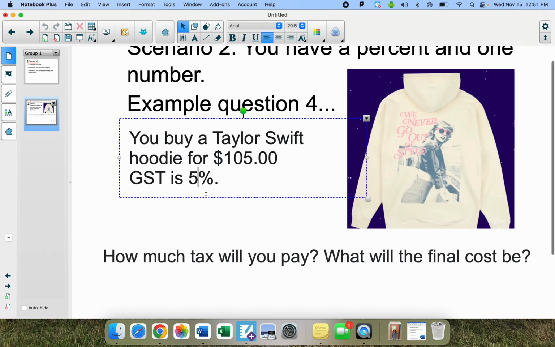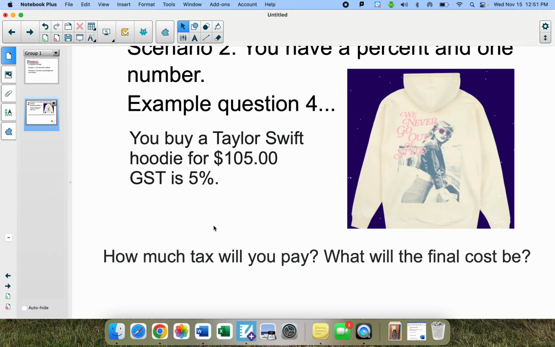And I'm going on. Let's see. How much tax would you pay if you actually dropped $105 on a Taylor Swift hoodie, which you can't even get anyway. They're completely sold out. So this is a total imaginary question because you're never going to get one. You probably have to get a special code just to get a Taylor Swift hoodie.